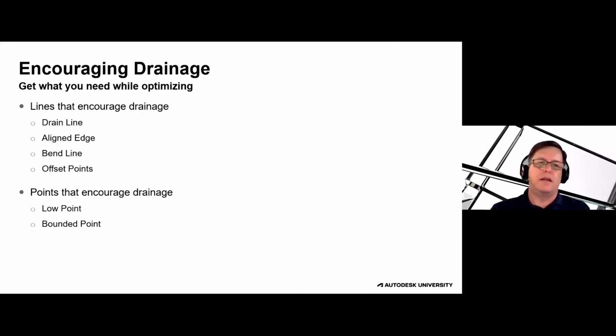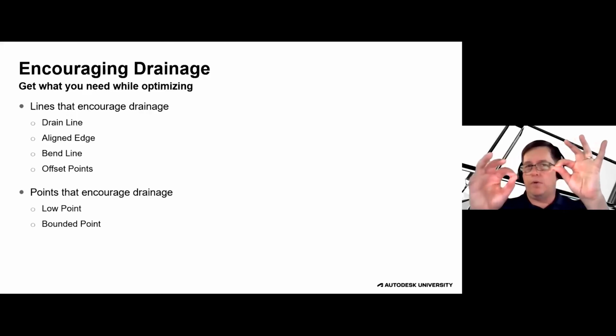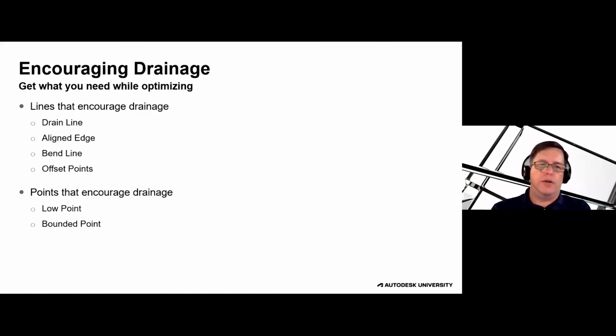The offset points look like I put it in the wrong batch, but offset points are actually a line tool. What you do is you identify the lines, point 1 and point 2, and then tell it how much over that distance, how much difference do you want in elevation between those 2 points. Great for when things are really close in and you need a quick elevation connection to an area. The points that encourage drainage include the low point and bounded point.